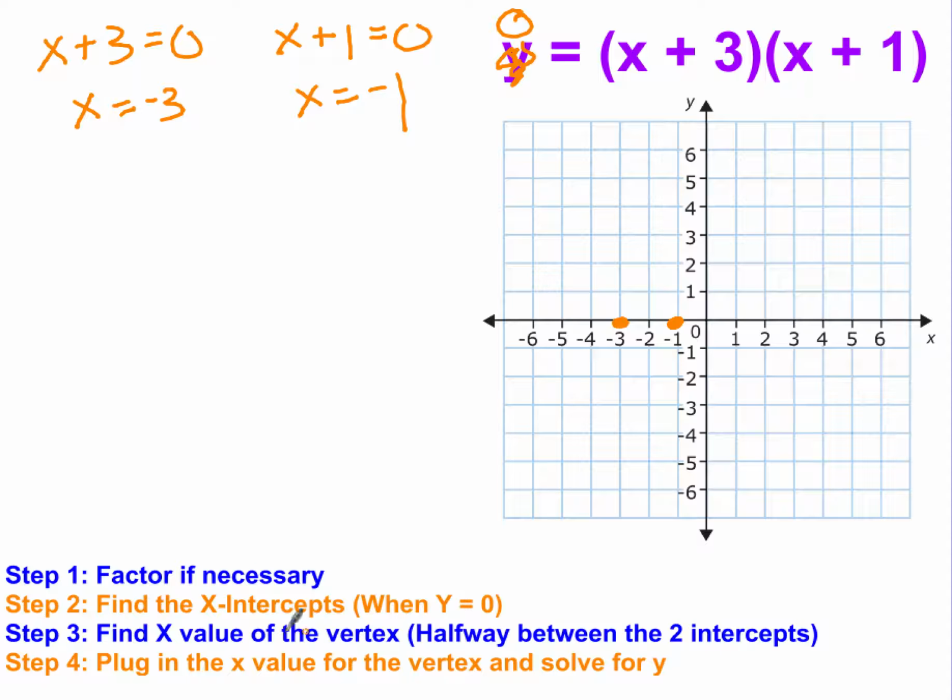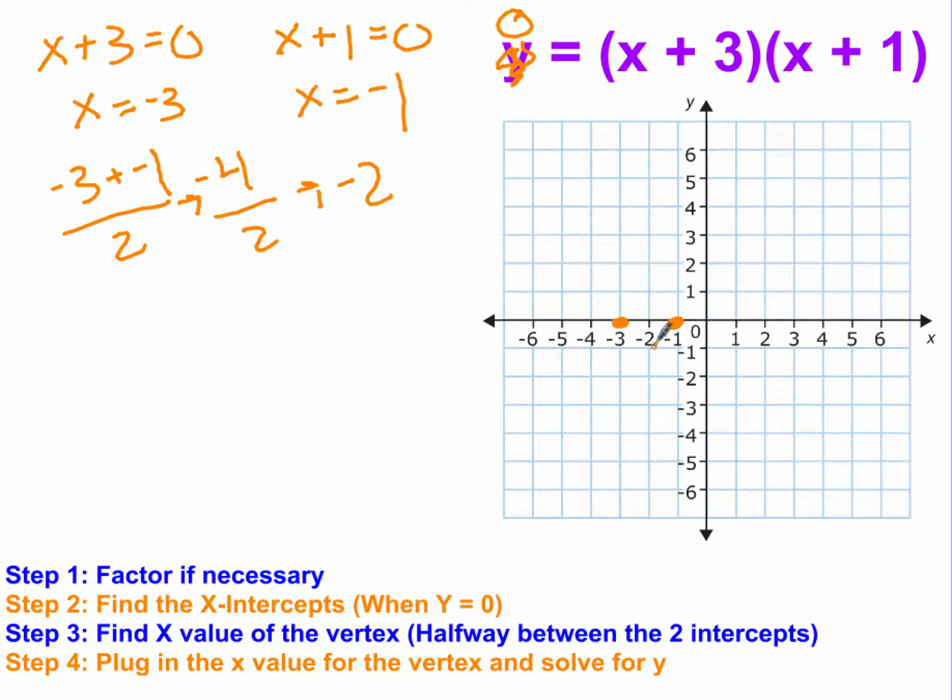So now I just did step 2. Step 3: find the x value of the vertex, halfway between the 2 intercepts. The x value of my vertex is going to be halfway between this point and this point. I can do that by adding them up: -3 plus -1 is -4, and divide by 2. This is just finding the average between the 2. To find the average, you add the 2 values and divide by 2, and that tells you the average, which is also the halfway point. So I get -4 divided by 2, which is -2.